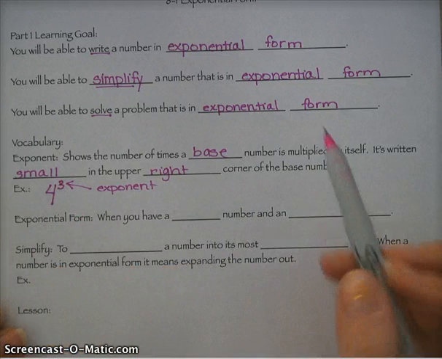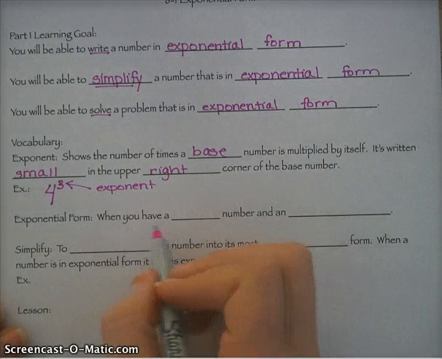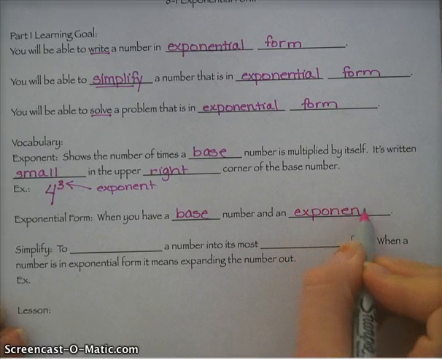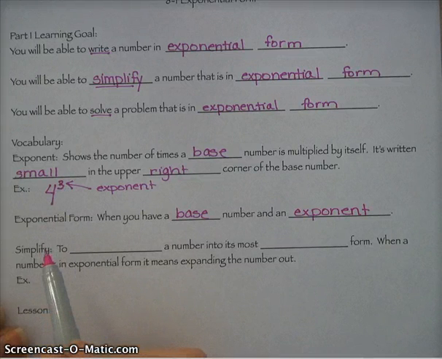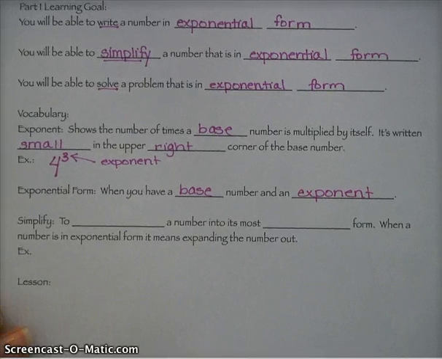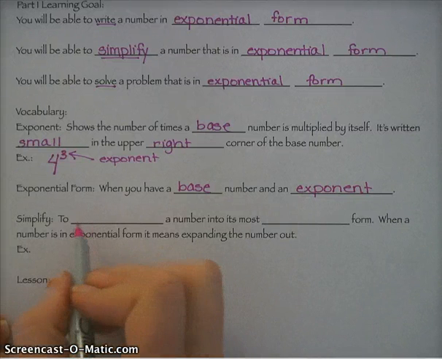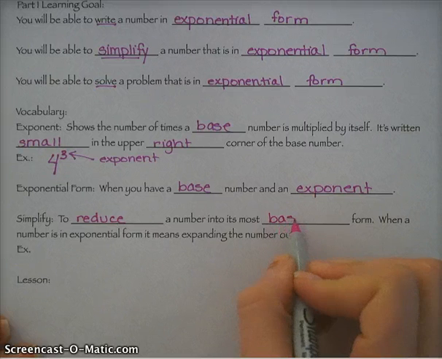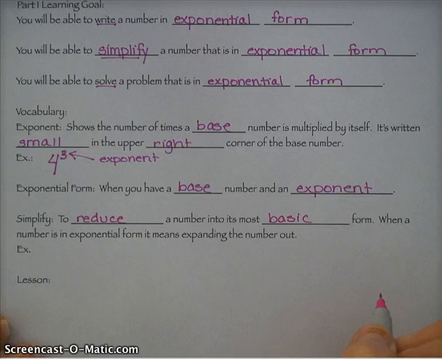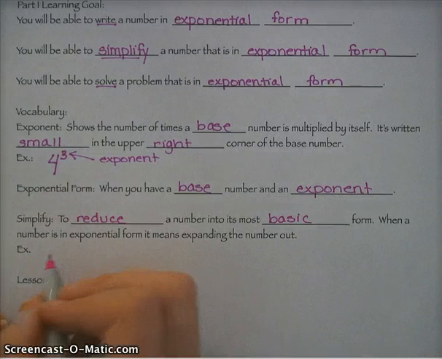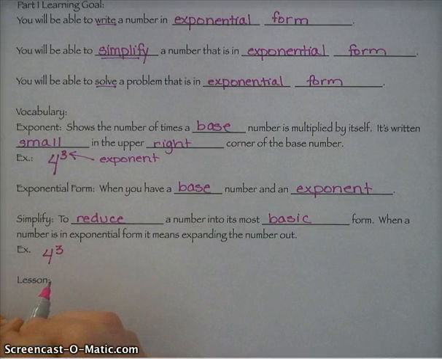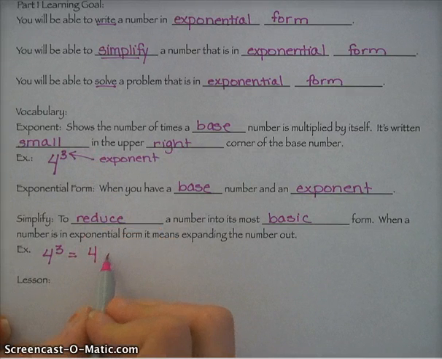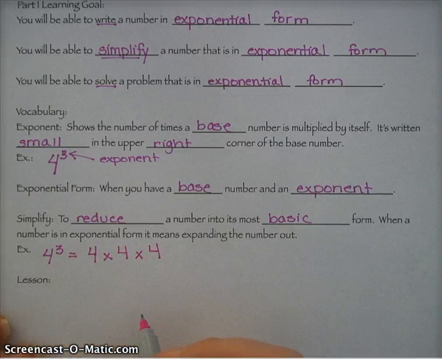Alright, so exponential form, we talked about that in all of our learning goals. So what is it? Exponential form is simply when you have a base number and an exponent. That's it. Anytime you see a number that's got a base number and an exponent, you have something that's written in exponential form. Now our last vocab word, simplify. So if we are going to simplify, means to reduce a number into its most basic form. So when a number is in exponential form, it means that you're going to expand that number out. And so if we take our example here, 4 to the 3rd power is how you say that. To simplify it, we set up here an exponent tells you how many times you multiply a number by itself. To simplify it would just be to multiply it by itself 3 times. That's all that means. Okay?